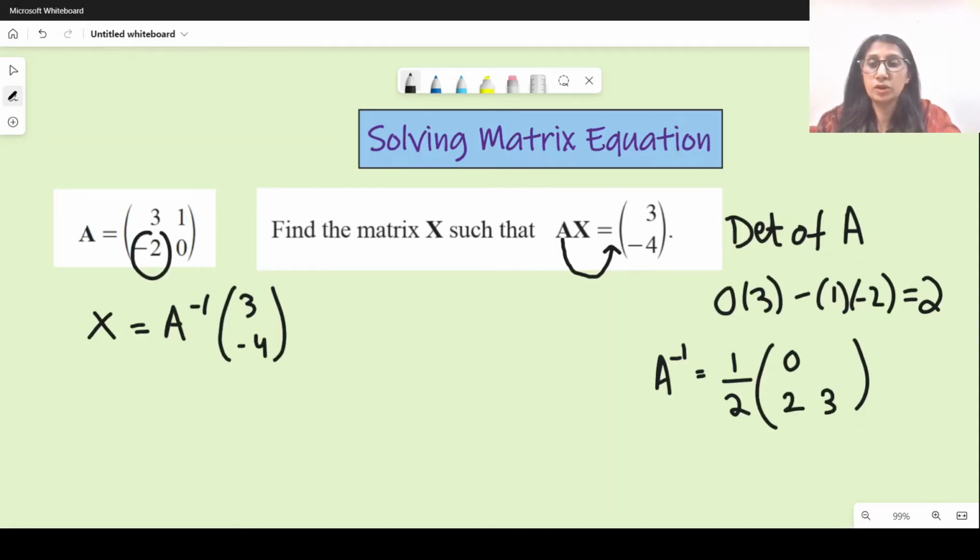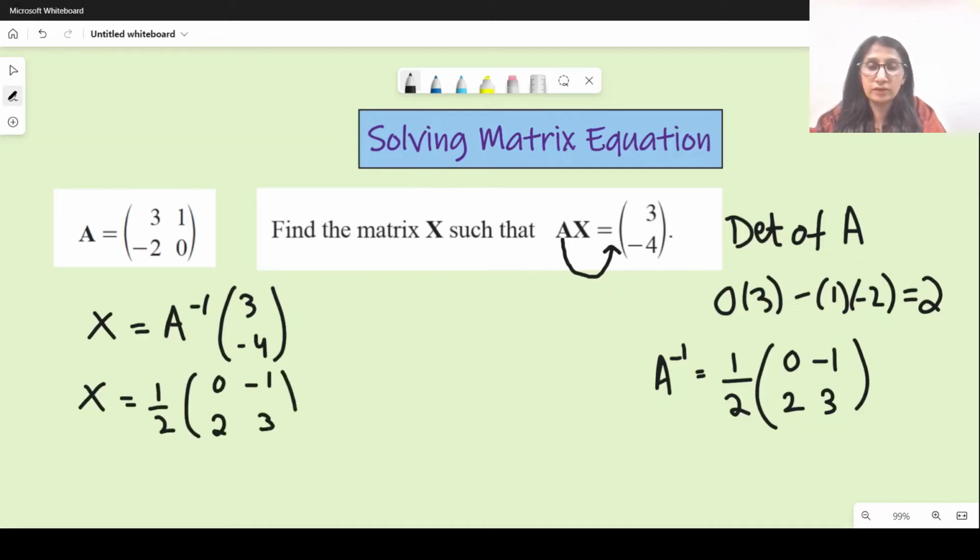2, and you change the sign of this, -1. So that's the inverse of A. Now I'm going to substitute the value here. So x equals half. You may multiply half with all the individual entries inside, or you just may keep that for later. So I'm going to keep half outside for now, and I'll deal with that later.